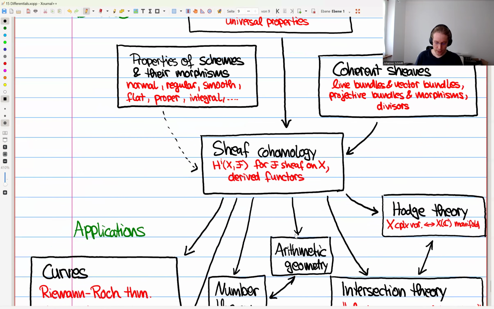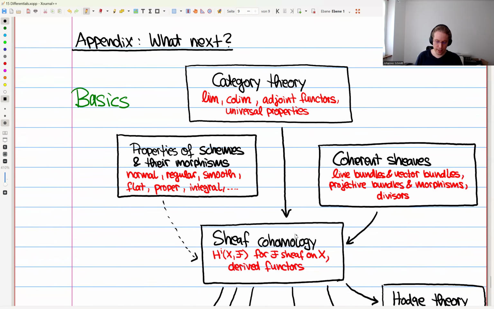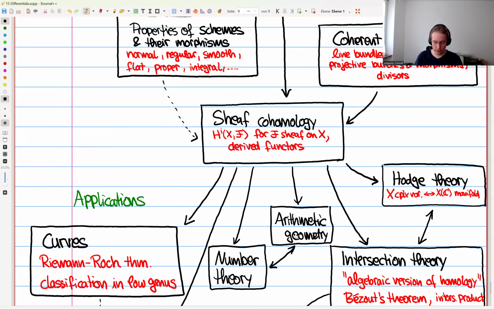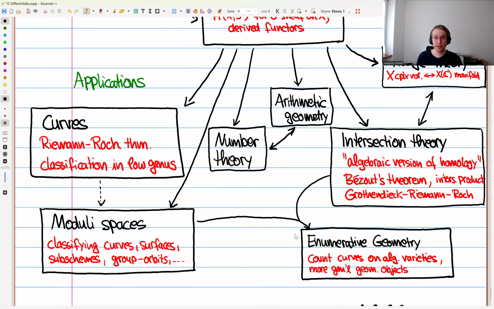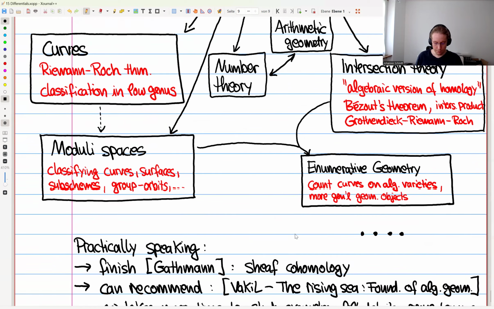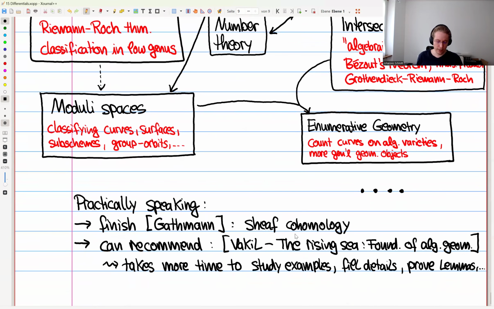So this was all fancy drawing diagrams and saying how things relate to each other. But in practical terms, if you actually want to continue studying algebraic geometry, what can you do next? So here, practically speaking, my advice would be first, since you already made it through so much of Gutmann's really excellent script, what you can do is in your own time, just finish reading that script.